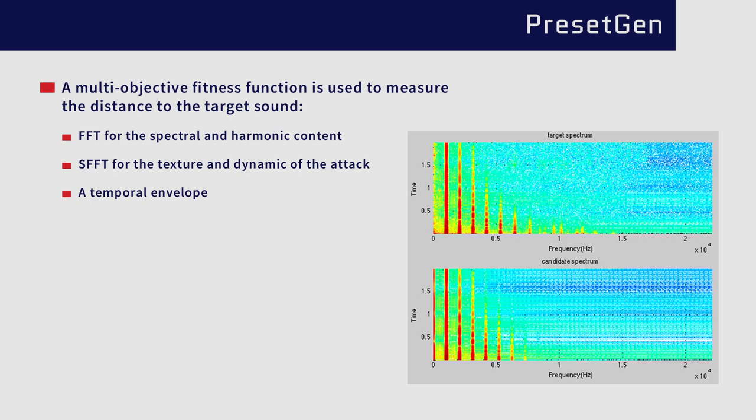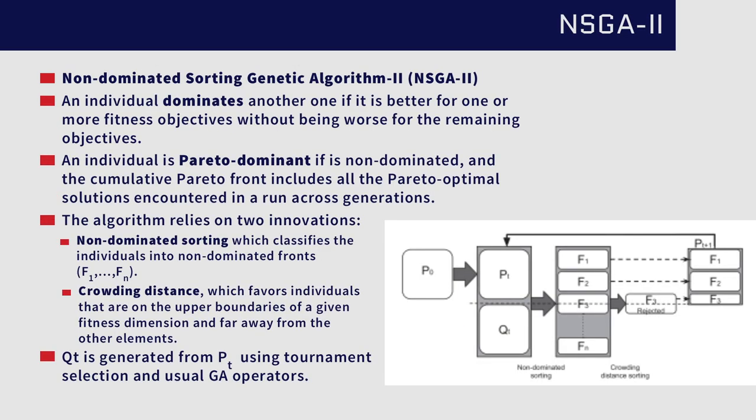In order to evolve those presets, we use the most popular variation of genetic algorithm for multi-objective fitness functions. It is called Non-Dominated Sorting Genetic Algorithm 2, or NSGA2, and it was proposed in 2002.